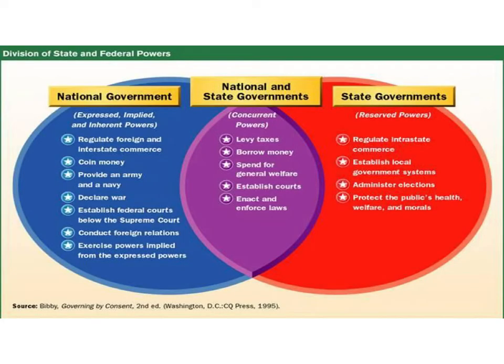Here's a chart that explains the division of state and federal powers. In this diagram, you have in the blue express powers, implied or inherent powers given to the federal government. In the purple, you have concurrent powers, which are powers that are shared between the national and state governments. And then in the red, you have reserve powers, which are powers that are reserved to state governments.